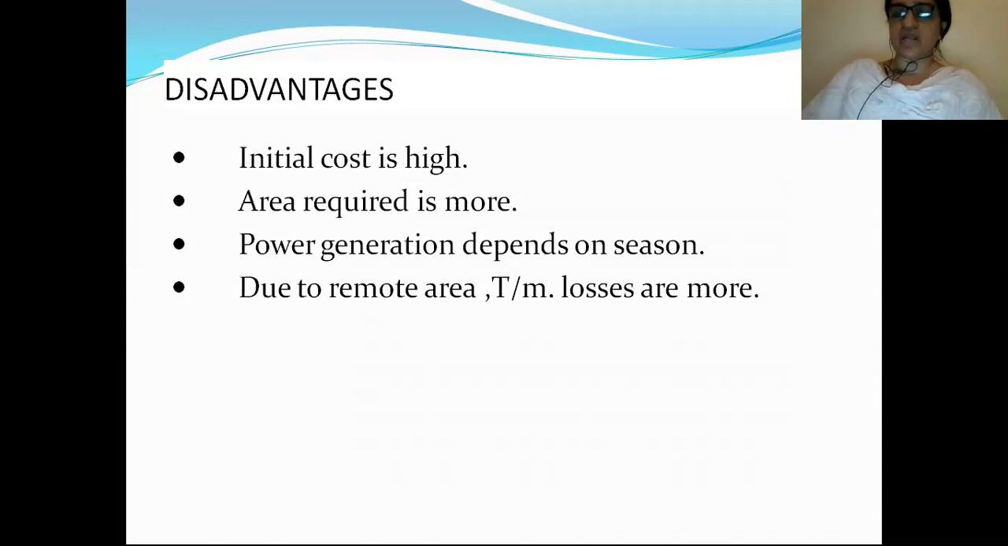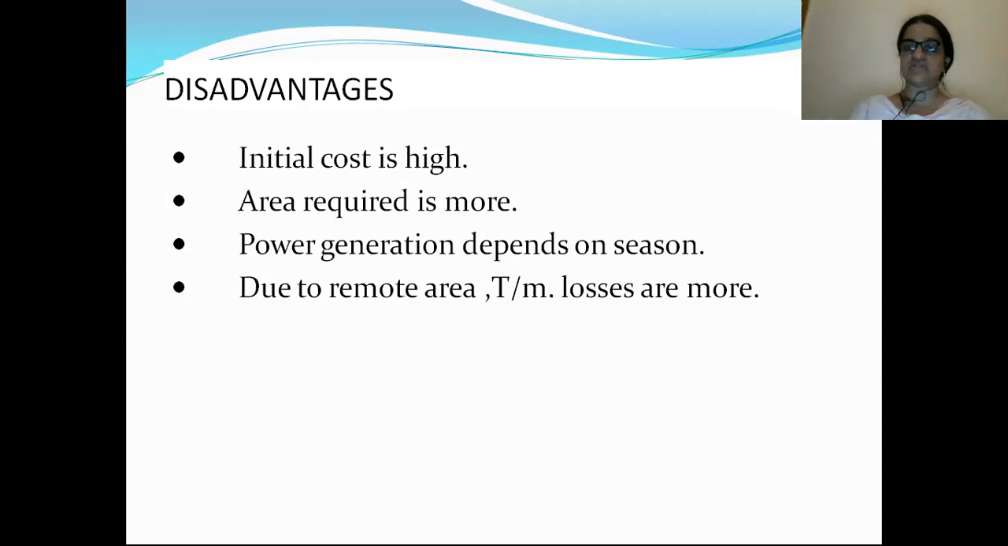Due to remote areas, transmission losses are more. Usually our hydroelectric power stations like Nagarjuna Sagar and Srisailam are in remote areas, as the river should be flowing there, or you need to have a huge supply of water. So these hydroelectric power stations are constructed at remote places, not at the edges or major points of the cities, so transmission losses will be more.